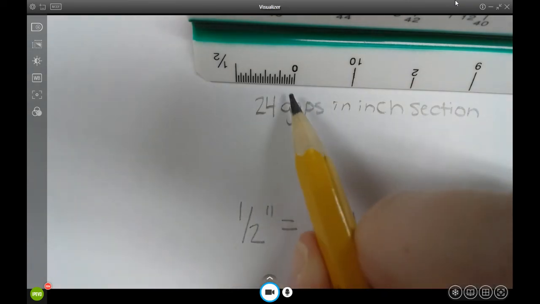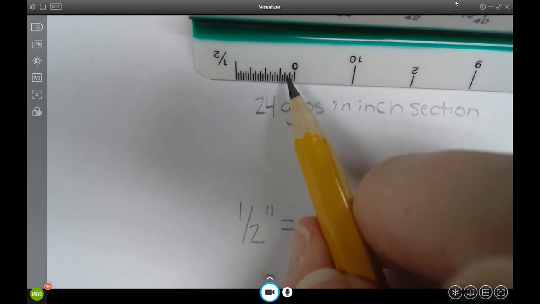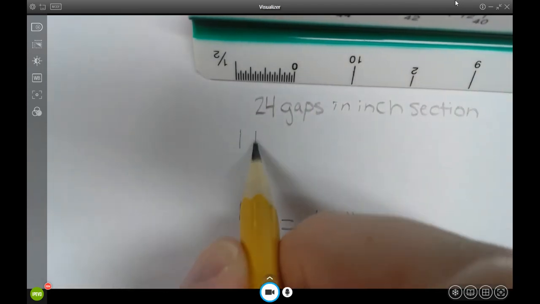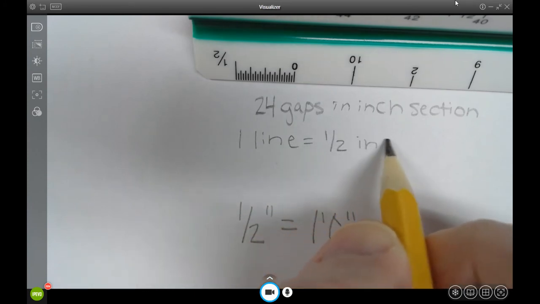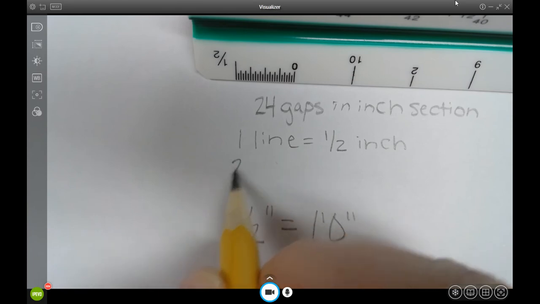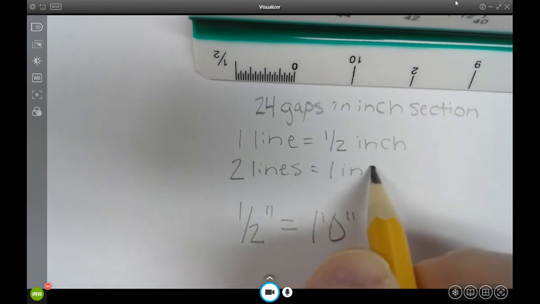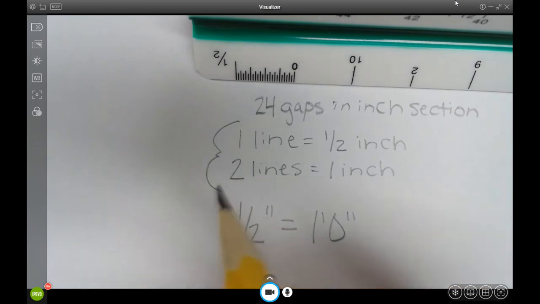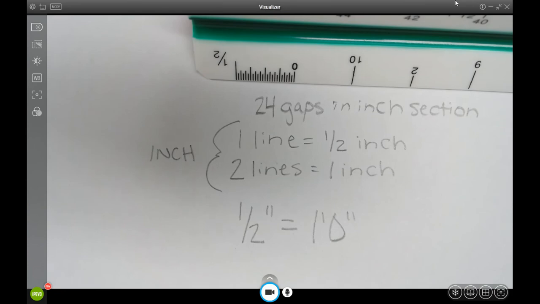All right, so every 2 lines is 1 full inch, which means every single line is 1/2 of an inch. So 1 line equals 1/2 of 1 inch. I also like to write down every 2 lines equals 1 inch. And you can do that as well if you would like to. You do not have to. But these 2 here are in the inch section, if that helps.